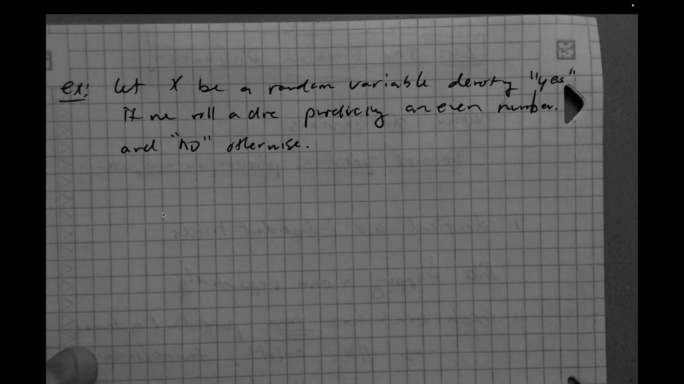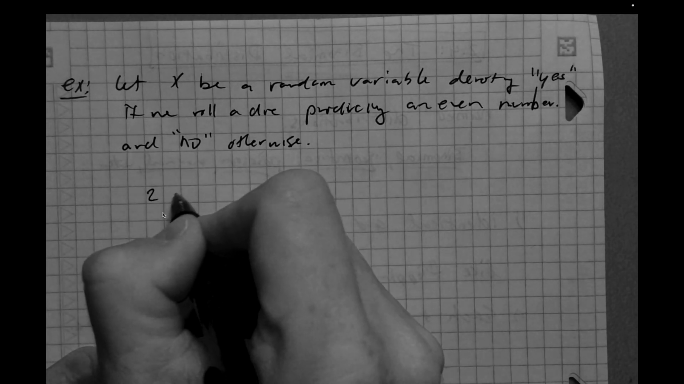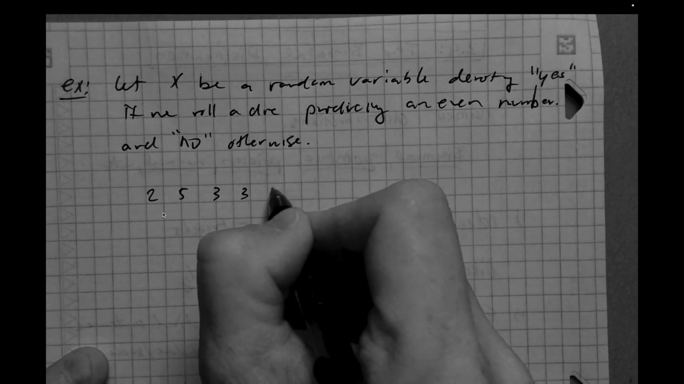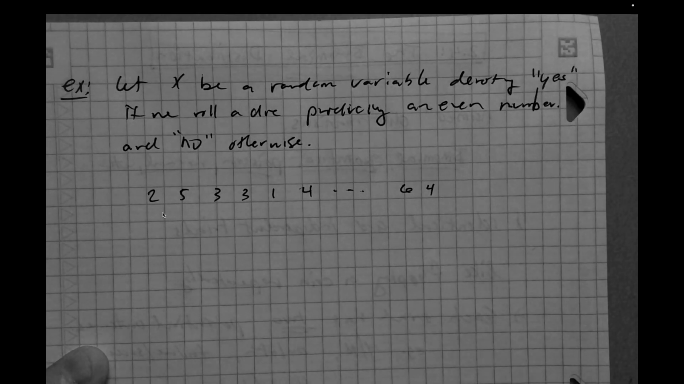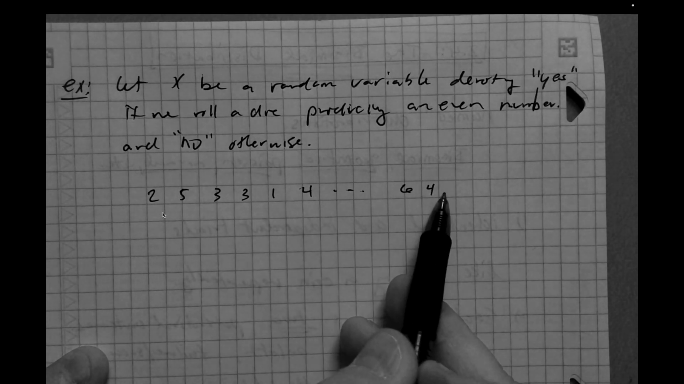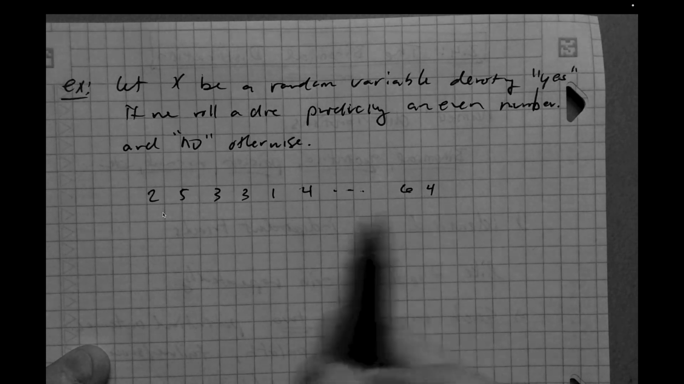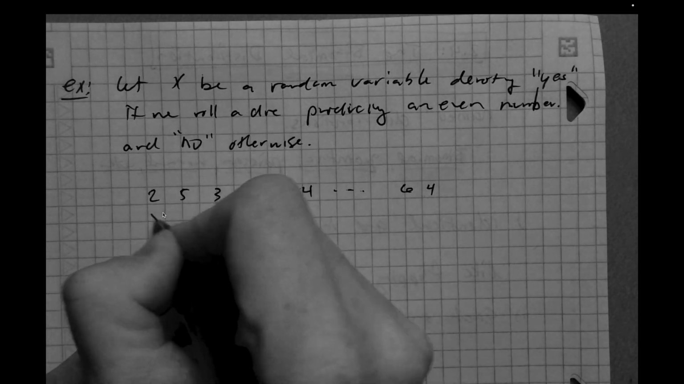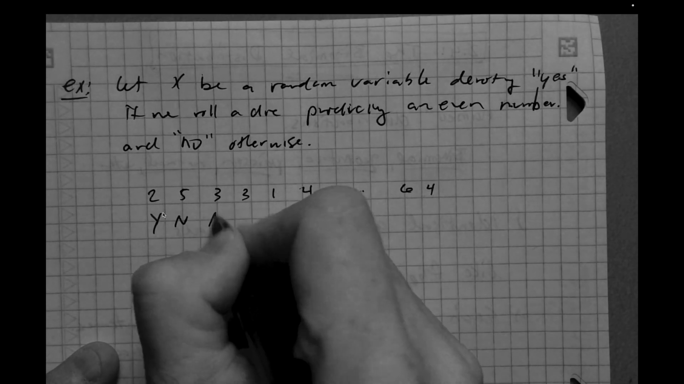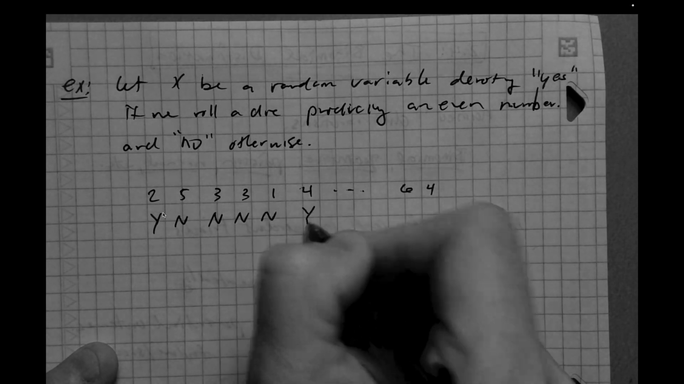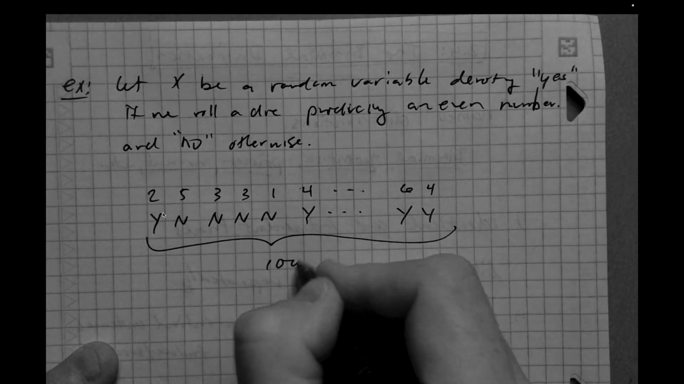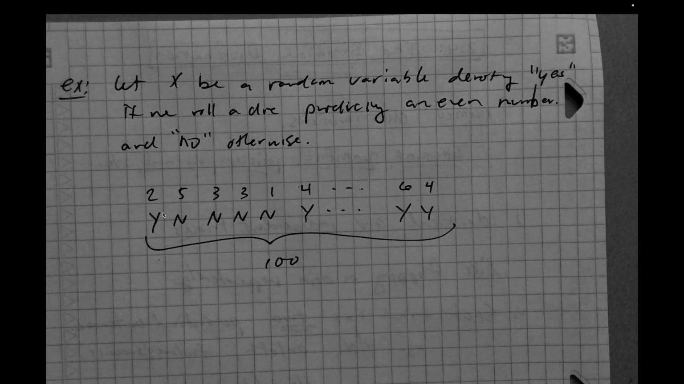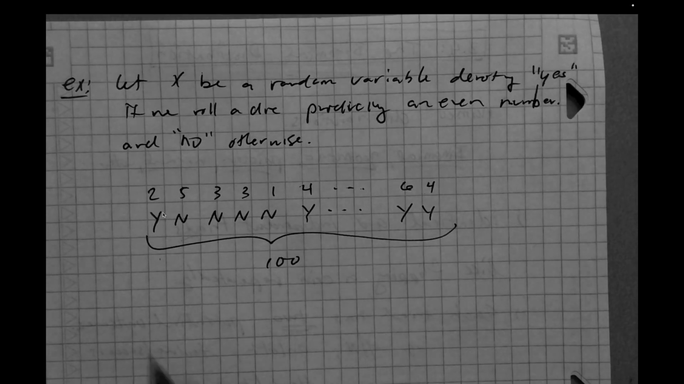Right, so let's say we do this 100 times. We might get things like 2, 5, 3, 3, 1, 4, so on, 6, 4, right? These are all the potential outcomes of rolling a die, 1, 2, 3, 4, 5, or 6, fair 6-sided die. And so you'd have a yes here, a no there, another no, another no, another no, and a yes, and a yes, and 2 yeses here, right? If you did this 100 times, you'd have a string of yes, no's. Okay, this is another example of a binomial experiment.